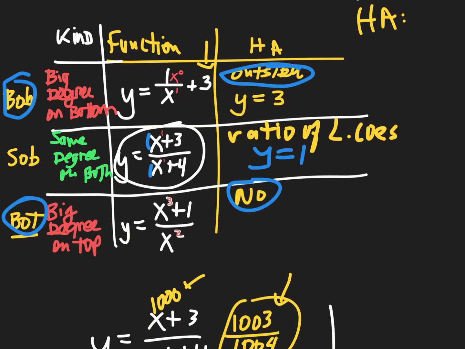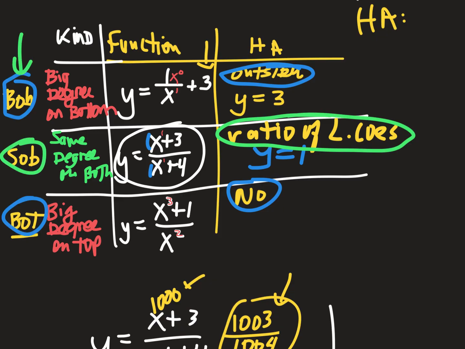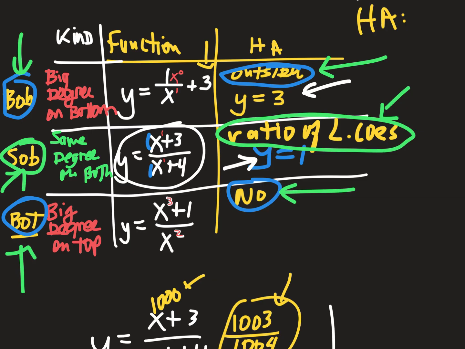Anyway, so no bots, and then the last thing is, same on both. I don't have a snappy way to remember this, except they're the hardest ones, so they'll make you sob. The hardest ones have to do a ratio of the lead coefficients. So the first thing I'll identify is: is it bigger on bottom, bigger on top, or the same on both? Then you'll have to remember what those little rules are, and then you'll be able to figure out the asymptote. And remember, the asymptote, if it even has one, always starts with y equals. See how it always starts with y equals?